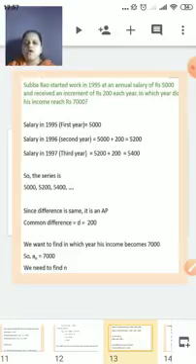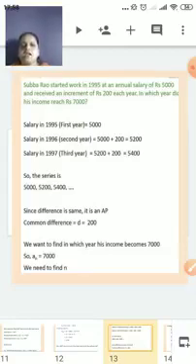Shubha Rao started a work in 1995 at an annual salary of rupees 5,000 and received an increment of rupees 200 each year. In which year did his income reach rupees 7,000? Yes, here she has started her salary in 1995. The starting salary, that is the first salary, is 5,000. That means it is easy for you to find the first term. First term is 5,000, and she is getting the increment of 200 each year.